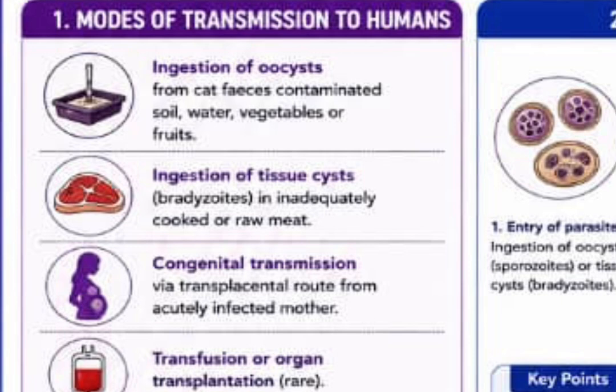or you are taking a tissue cyst by eating uncooked raw meat, which could be from a cat or a rodent, any animal that already has the bradyzoite inside its tissue. It could be from mother to child through the placental route.